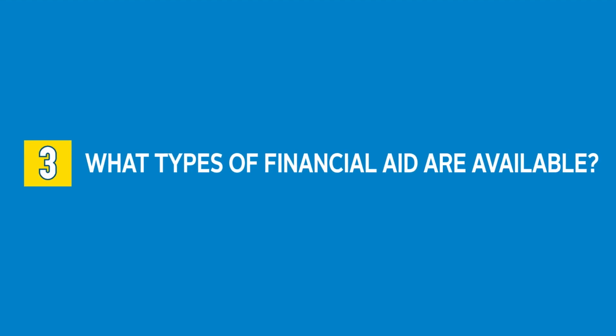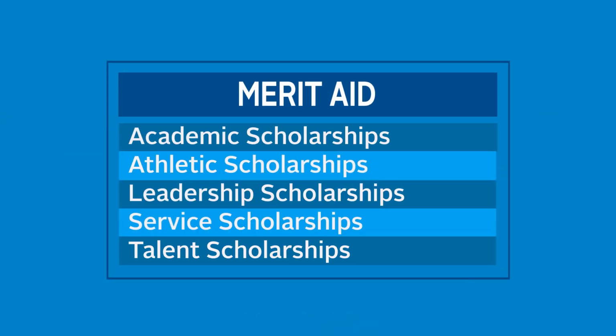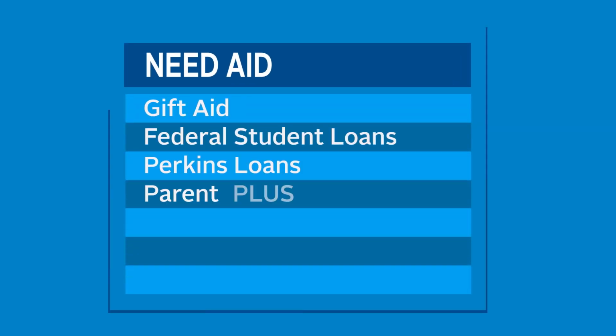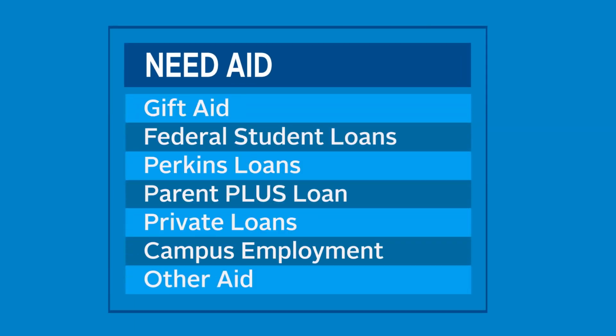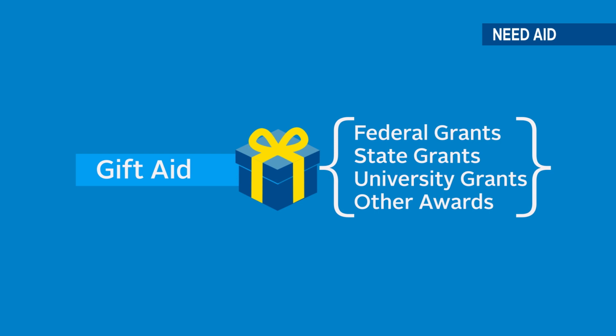There are 2 primary types of financial aid: merit aid and need-based aid. Merit-based aid includes scholarships based on qualities like academics, athletics, leadership, service, and talent. Need-based aid is based on a family's financial need and is typically determined by the FAFSA. Gift aid is the best type of need-based aid because it does not need to be repaid. This includes federal grants, state grants, grants from colleges and universities, and other non-repayable awards.